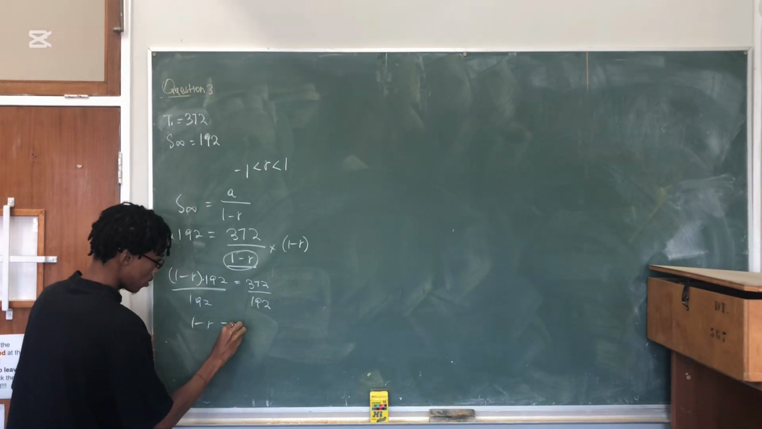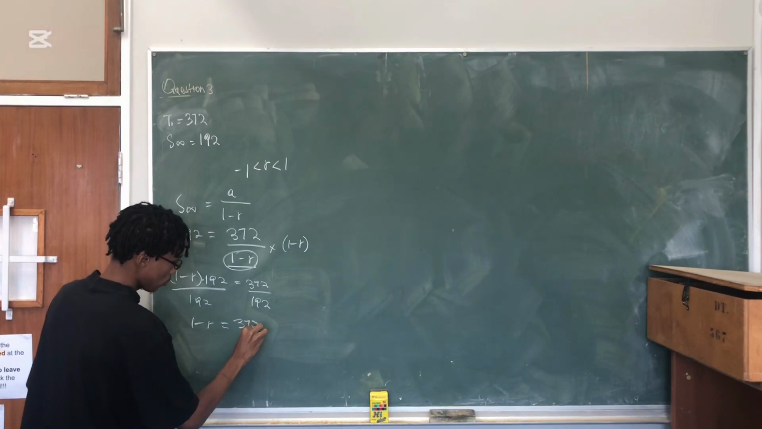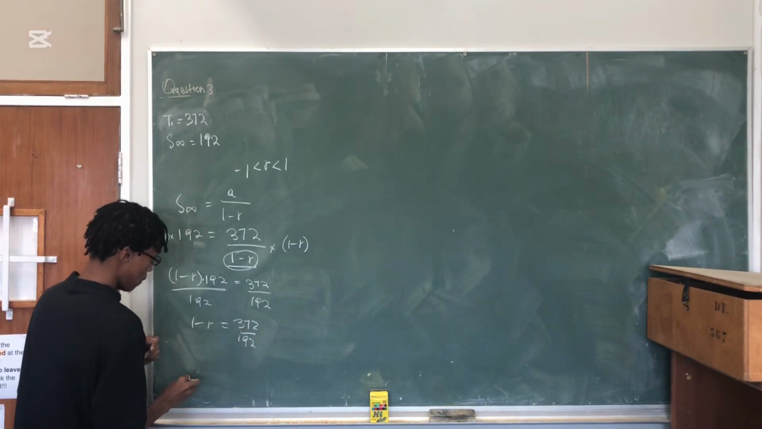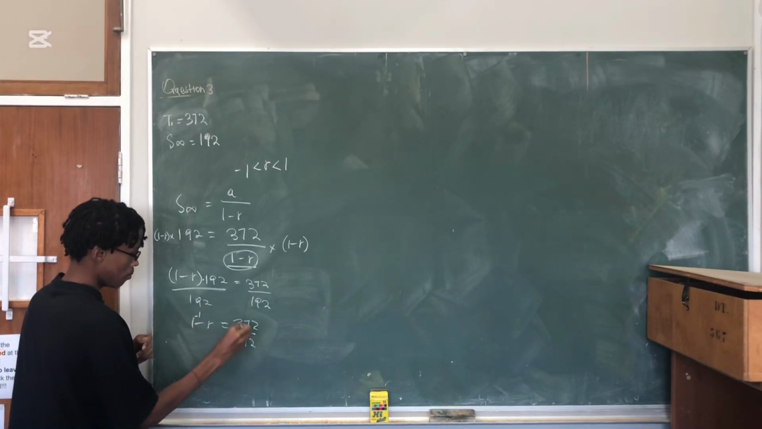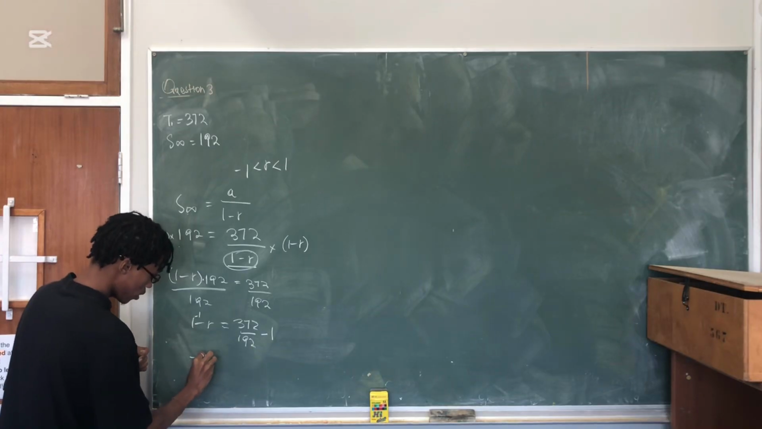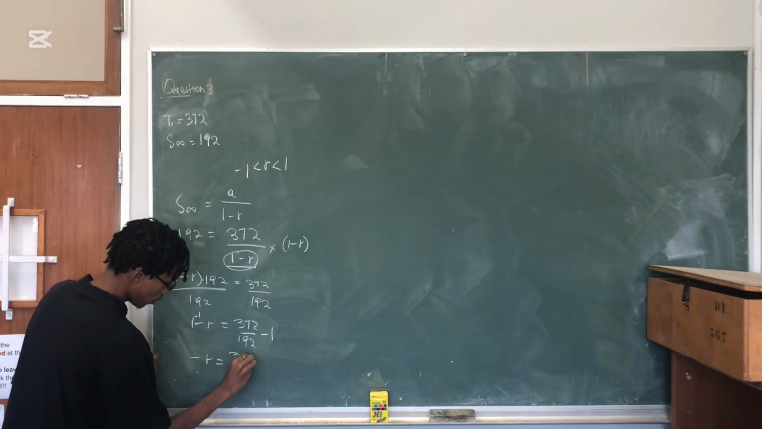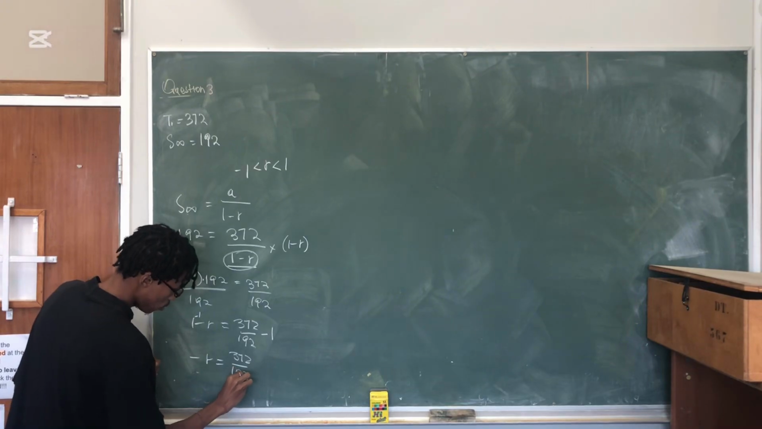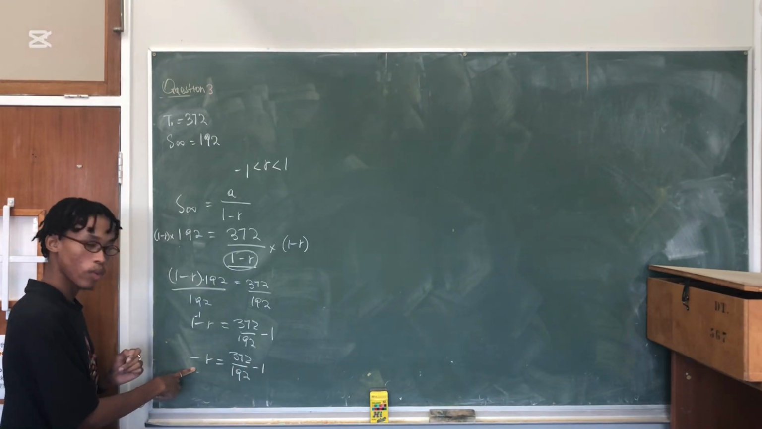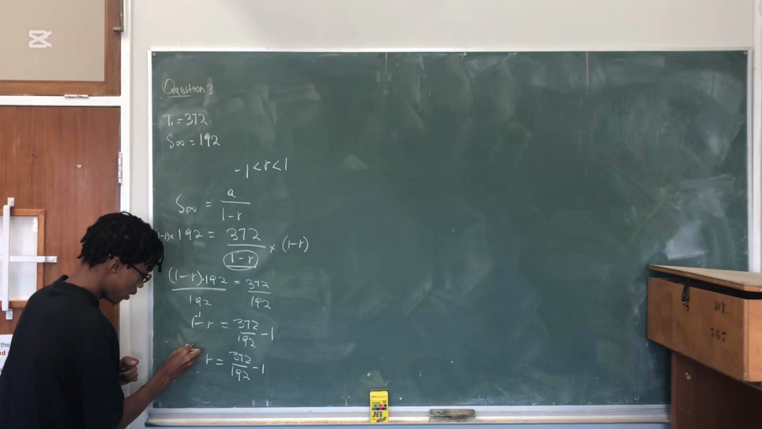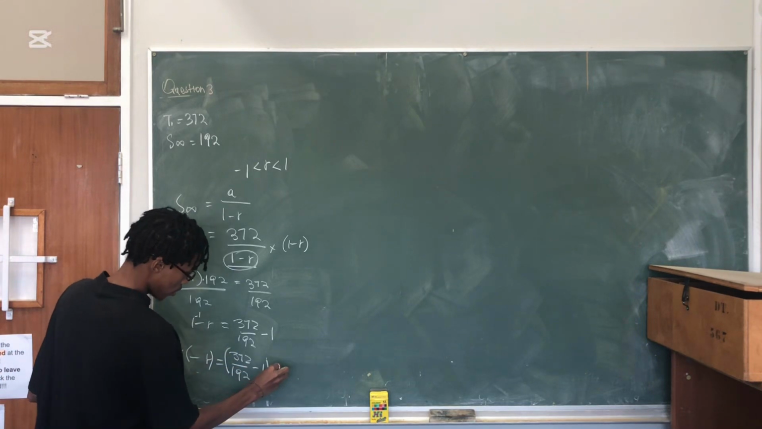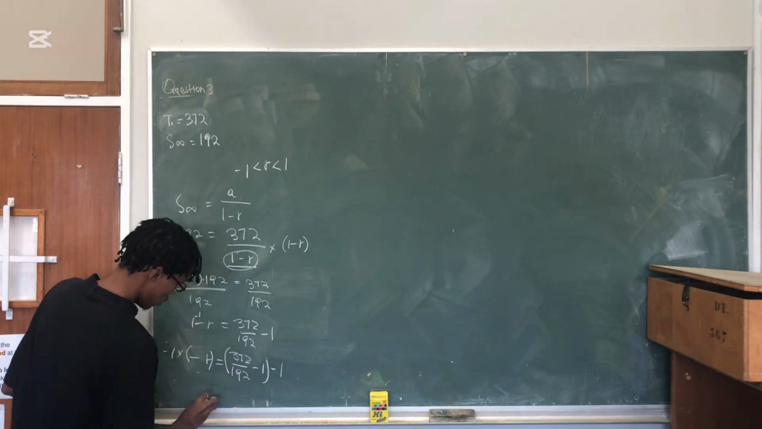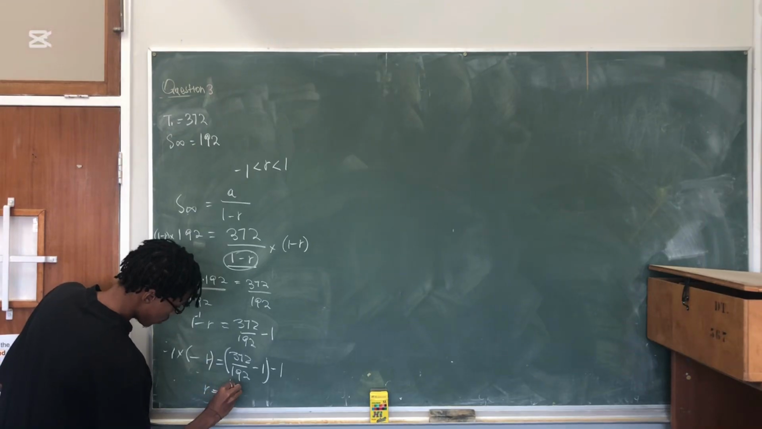1 minus r is equal to... we don't want 1 minus r, we can minus 1, so that r is equal to 372 over 192 minus 1. But you also don't want negative r, so we're going to multiply by negative 1, this multiplied by negative 1. The ratio will be 15 over 16.